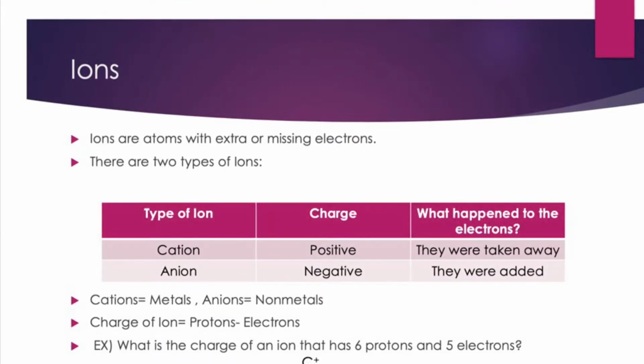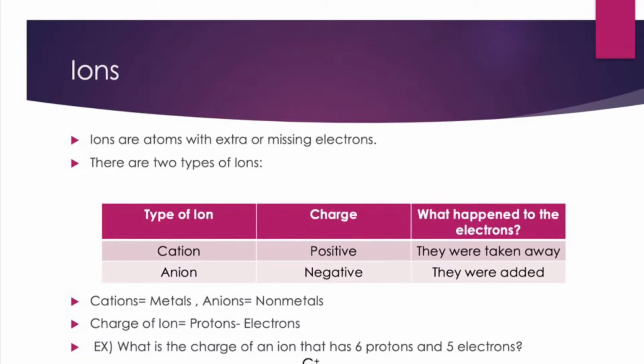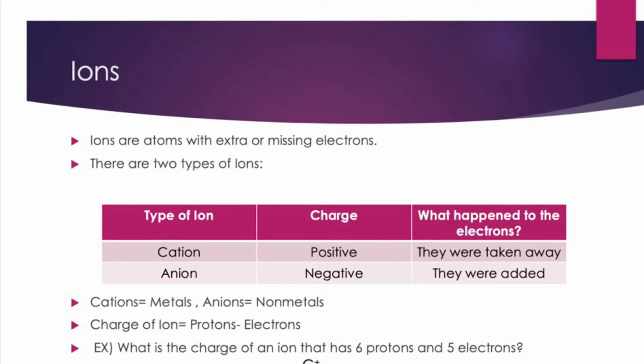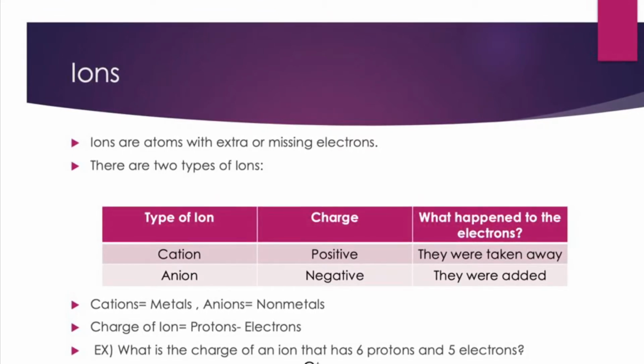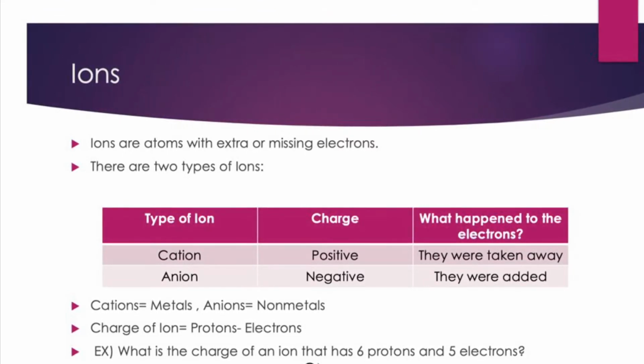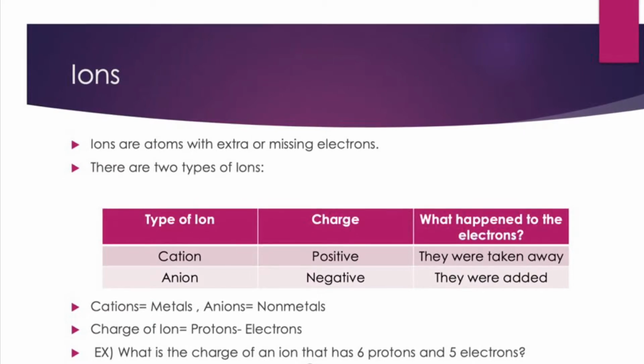electrons. Okay, so let's say you have 6 protons and 5 electrons. What is the charge? In order to find that out, you would have to subtract the 5 electrons from the 6 protons, leaving you with a positive 1, making that your charge.